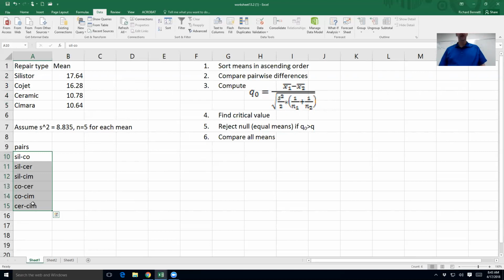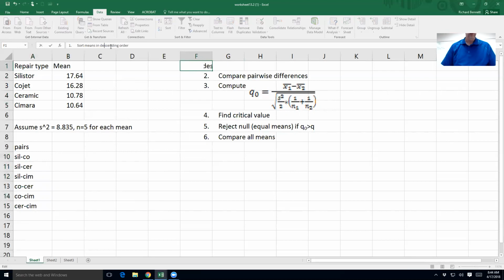Sort your means. It says ascending, but I don't care whether you do it in ascending or descending. It doesn't really matter. Descending is probably a little better, though. I think I wrote descending on the board, so we'll change that to descending order. As long as they're in order, you can figure it out. So it's not super critical.